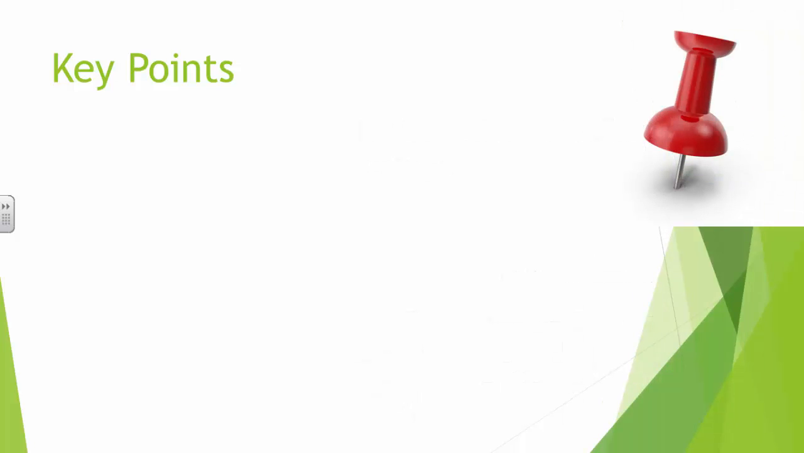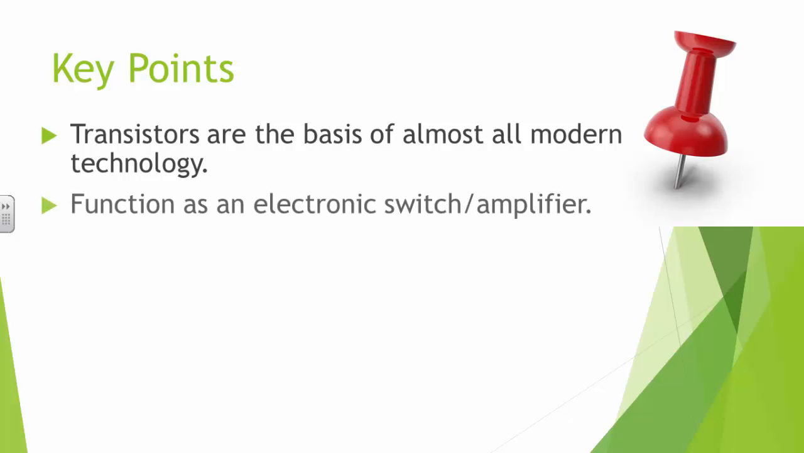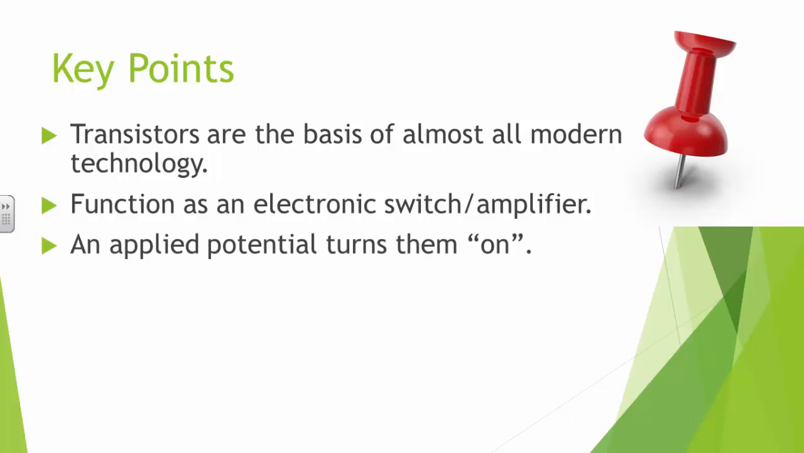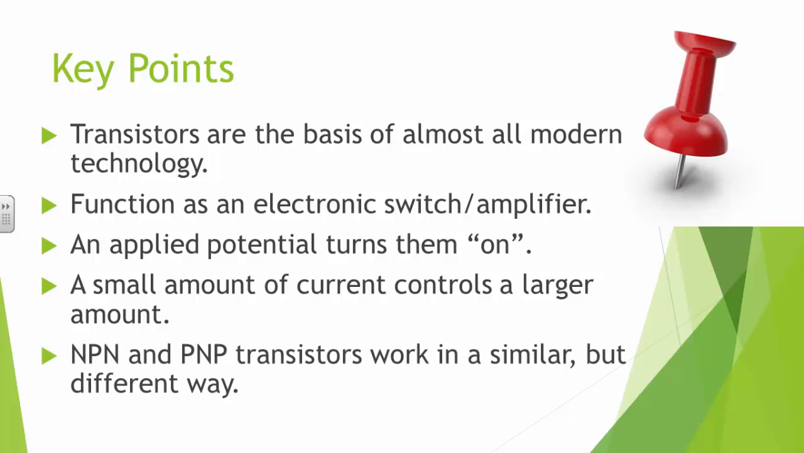So, key points from our discussion today. Transistors are the basis of almost all modern technology. They function as an electronic switch or amplifier. An applied potential to the base will turn them on. A small amount of current will then control a larger amount of current. PNP and NPN transistors work in a similar but different way, and you need to keep that in mind when you're working with them.